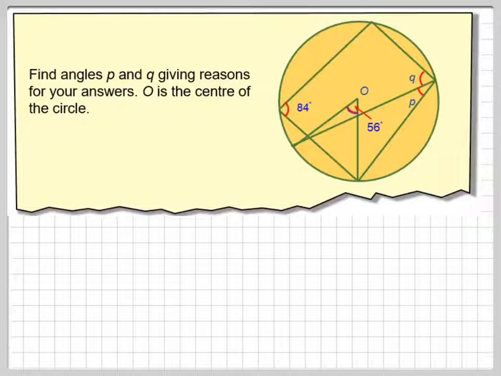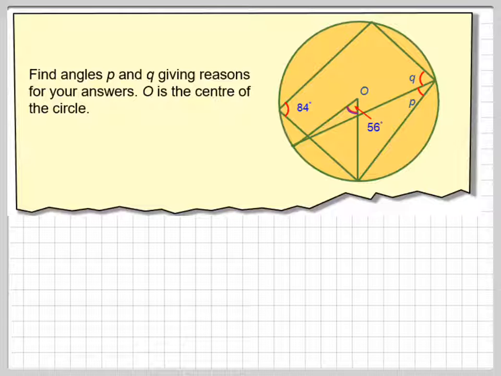Okay, in this video we're going to look at circle theorems. It says find angles P and Q. So P is this angle here and Q is this angle here, giving reason for your answer. O is the centre of the circle.